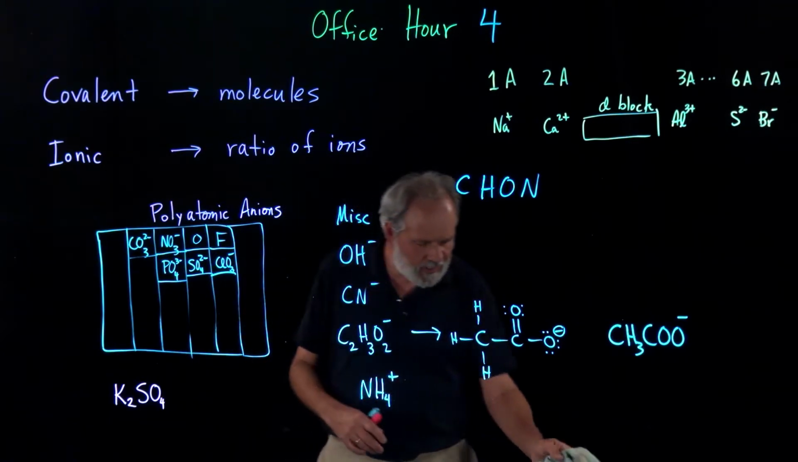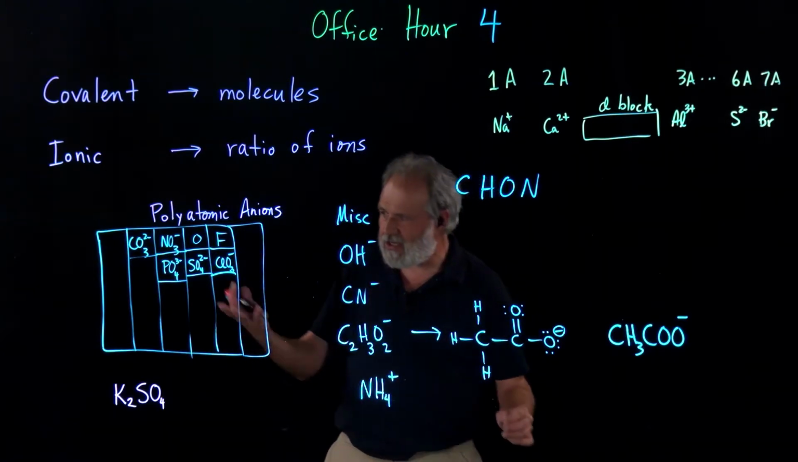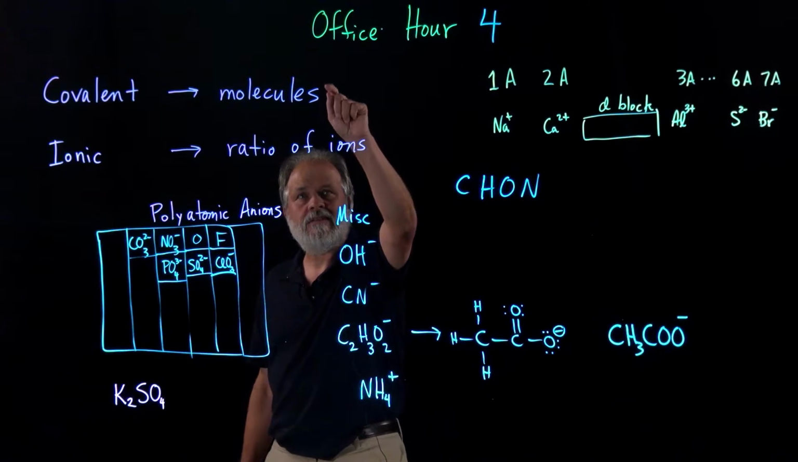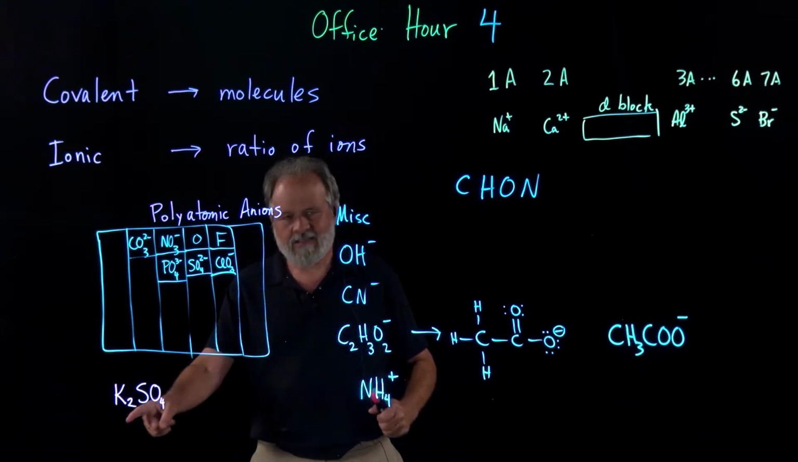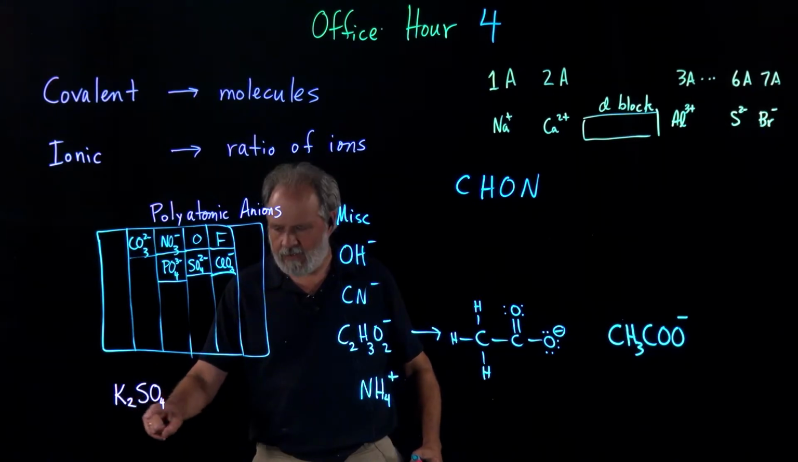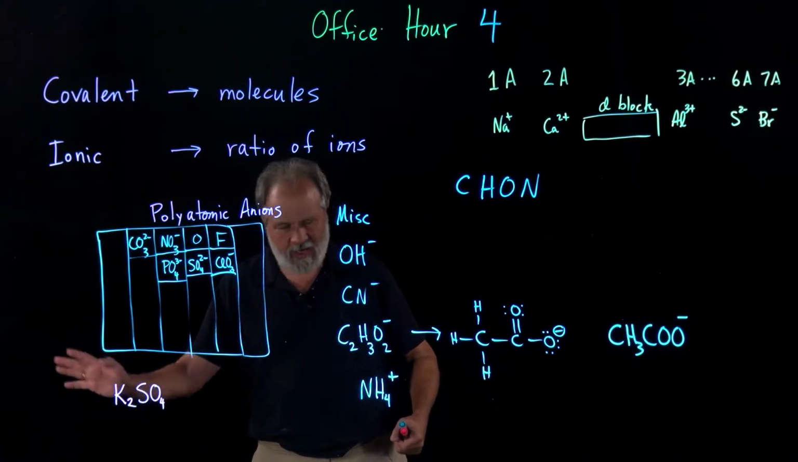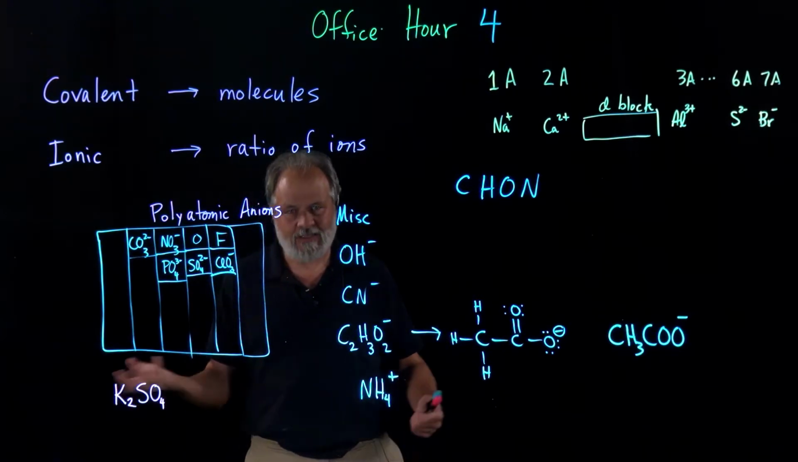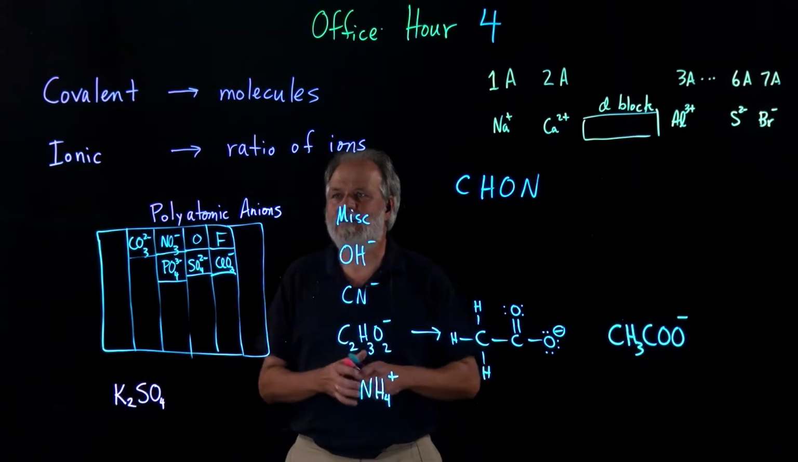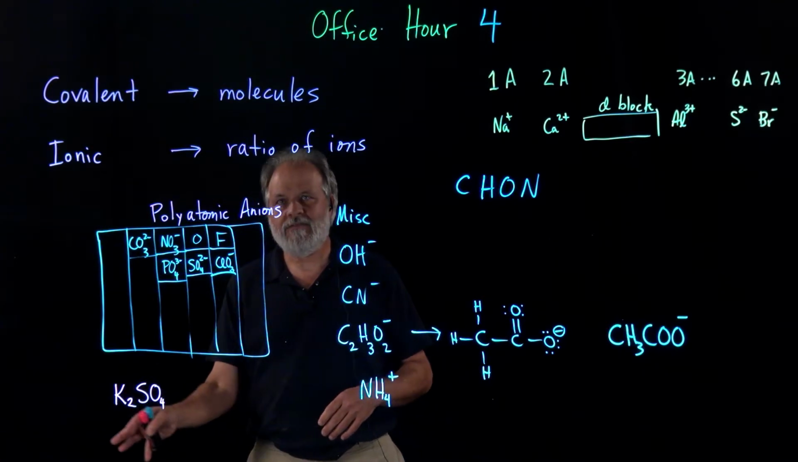But you know, this more or less covers how you name things. So remember, this is named differently than this system. So here, I did not say di anything or tri anything or whatever, all right? Potassium sulfate. That's its name, potassium and sulfate. And the formula only gives the ratio of ions.